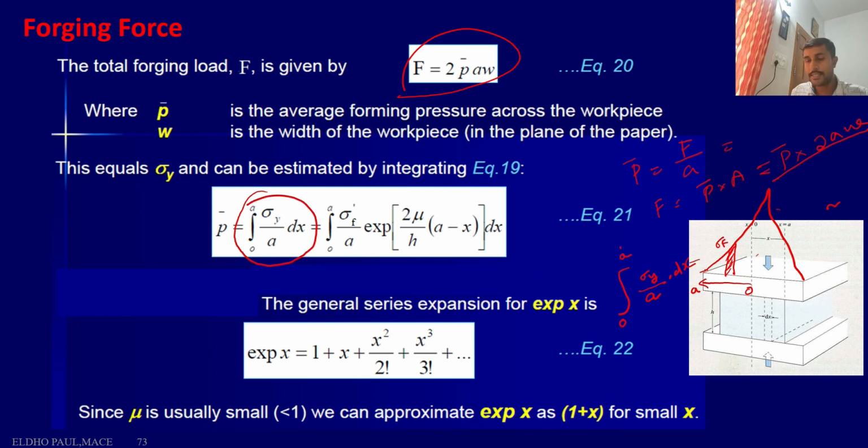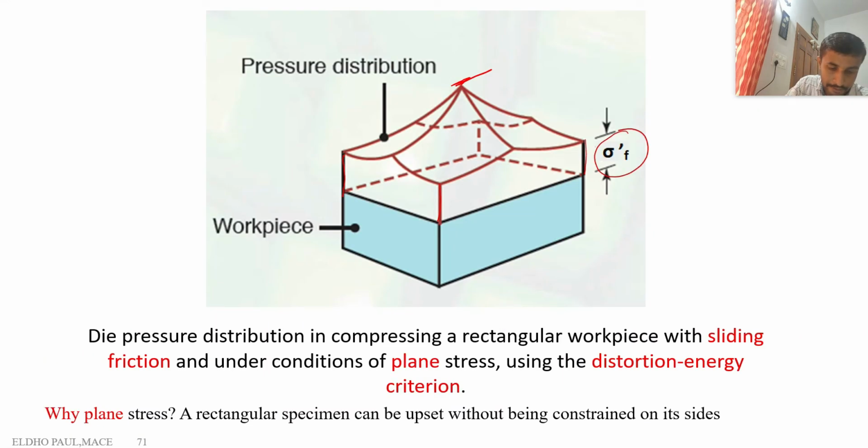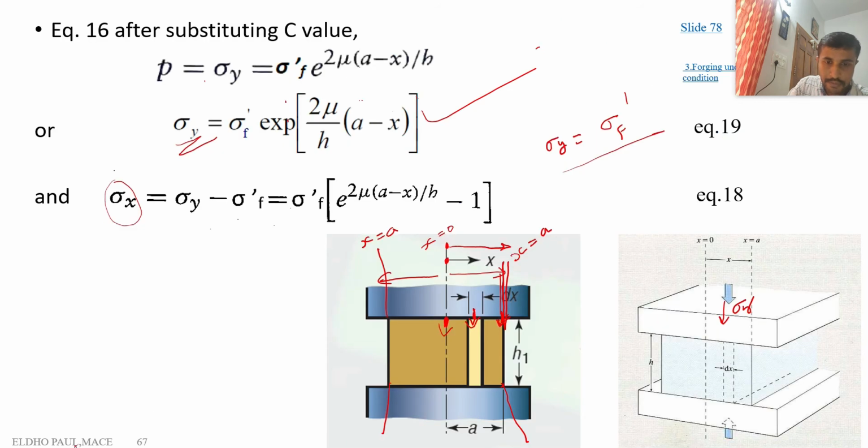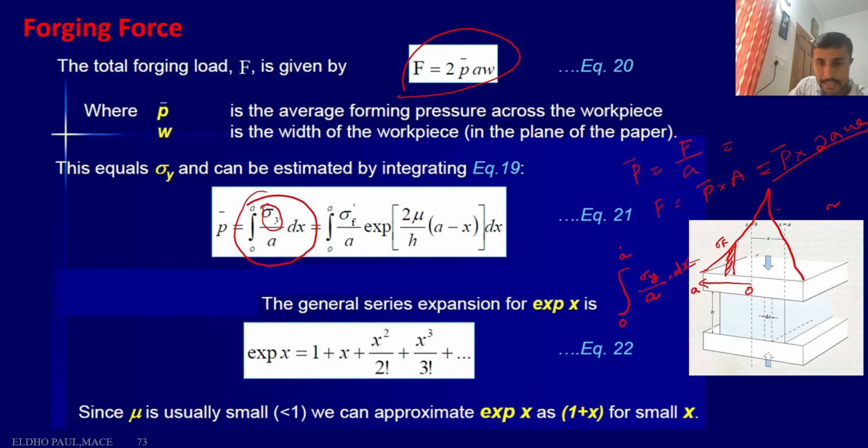Okay, so this sigma y value is actually varying, so we calculate the average pressure by integration. In this, the sigma y is substituted from the previous derivation, equation number 19. Equation number 19 is substituted here instead of sigma y. So we got this equation. In this equation, we have a term exponential e raised to 2 mu by h into a minus x, into dx. So we can simplify that exponential term.